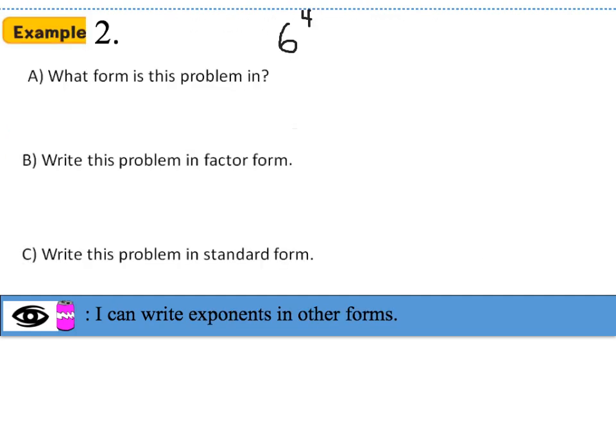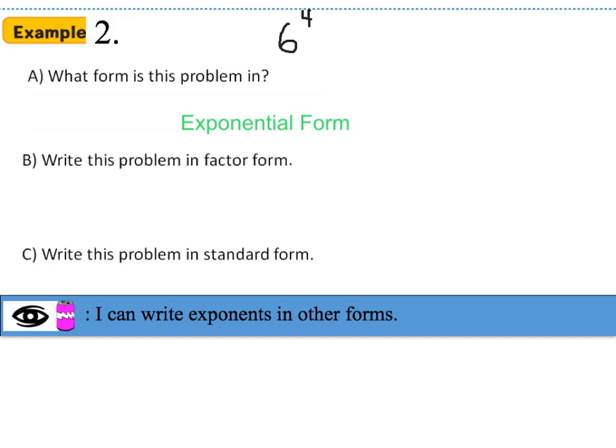For example 2, they're giving us this problem, 6 to the 4th. For letter A, they're asking us what form this problem is in. I know that this problem is in exponential form because I see an exponent of 4 in the problem. Part B says write this problem in factor form.